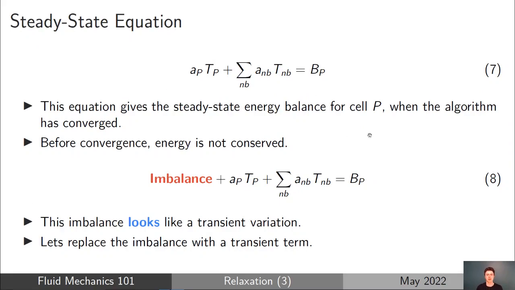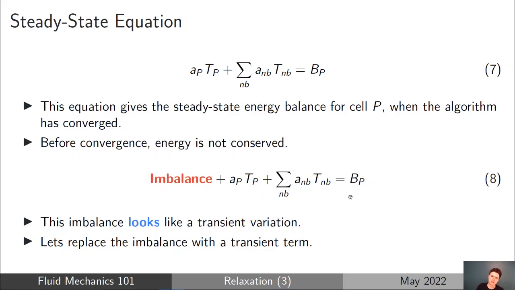And so this is the equation for the steady state conservation of energy for a particular cell in the CFD mesh when the steady state solution has converged. But before the equation has converged, this conservation of energy won't be satisfied, and there'll be some imbalance or some residual energy flux, which we've seen in previous talks. There'll be some additional error or imbalance, and I've just added this onto the left-hand side and called it imbalance.